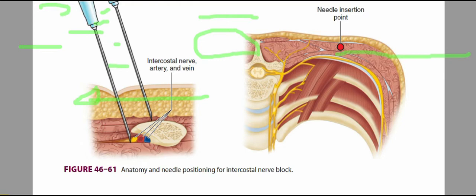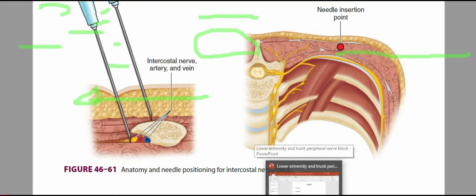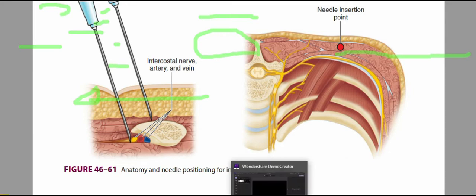Okay. How to do it? Actually, it's an easy block. You put the patient in lateral decubitus or supine position. Lateral decubitus is preferred. You palpate the level of each rib in the mid and posterior axillary line. You palpate it and you insert a needle at the inferior edge of each selected rib.